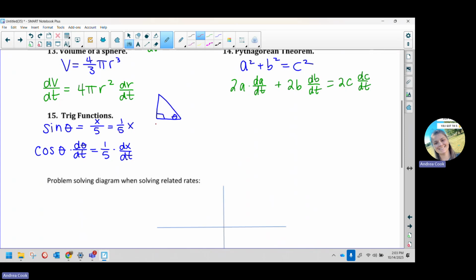All right, another popular function we use is cosine. So cosine is adjacent over hypotenuse, so I'm going to use A for adjacent, and I'm going to call the hypotenuse 5 again.